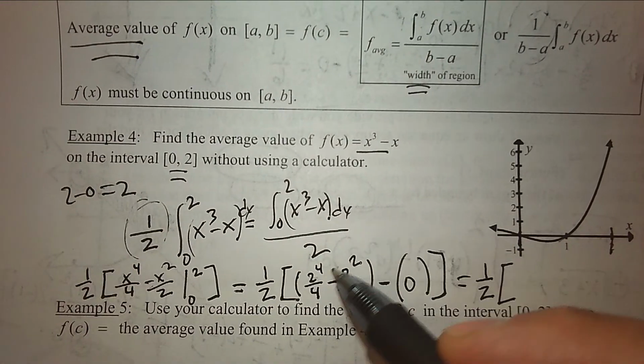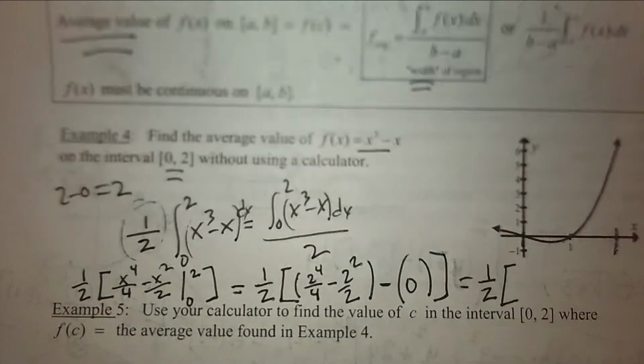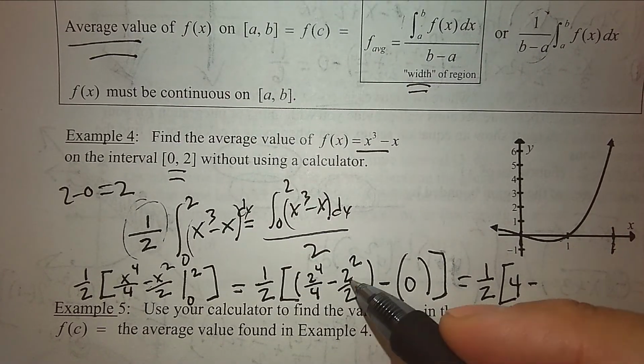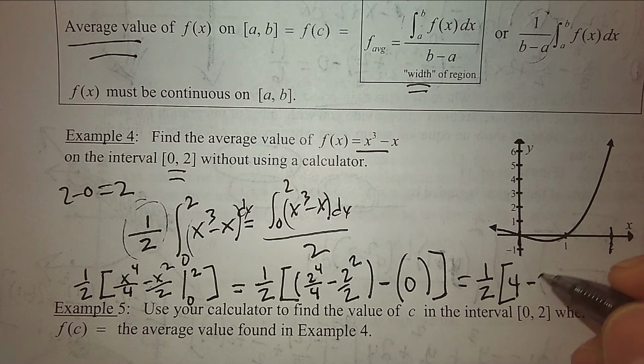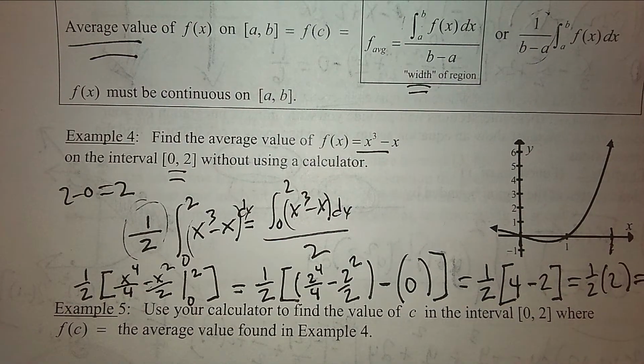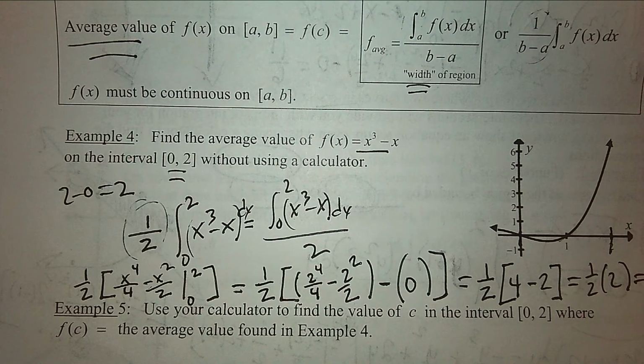2 to the 4th. 2 times 2 times 2 times 2 is 16 divided by 4, which is 4. 2 squared is 4 divided by 2, which is 2. So 4 take away 2 is 2, and then 1/2 of 2, the answer is 1.